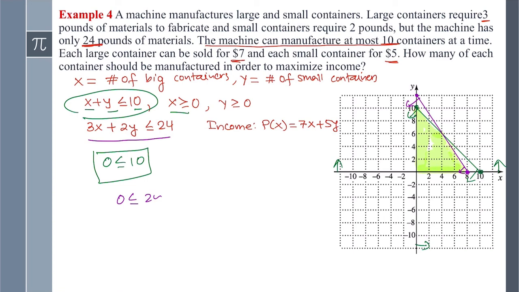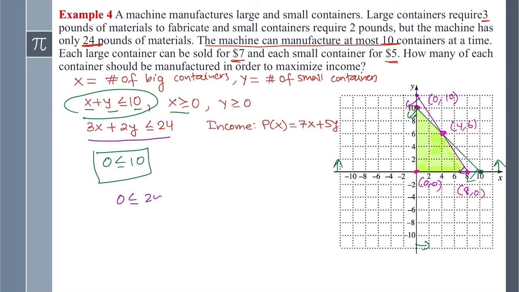Now we need to write the vertices of that region. So let's write the vertices for this one. The vertices are right here, which is 0, 0. And it's right here, which is 8, 0. The point right here is 4, 6. And the point right here is 0, 10. So these are the vertices.